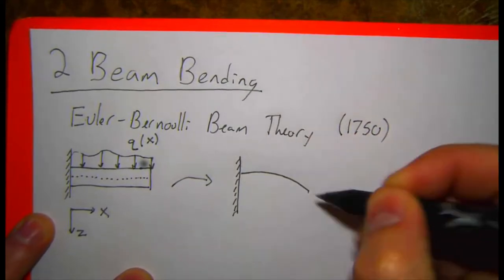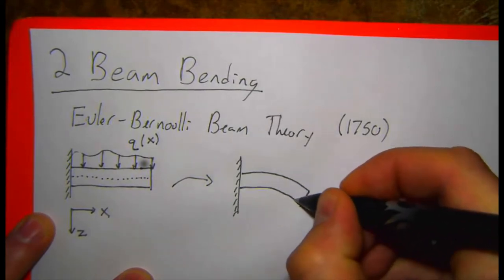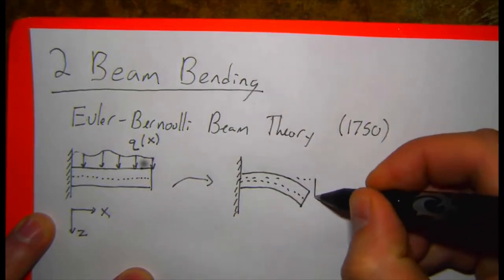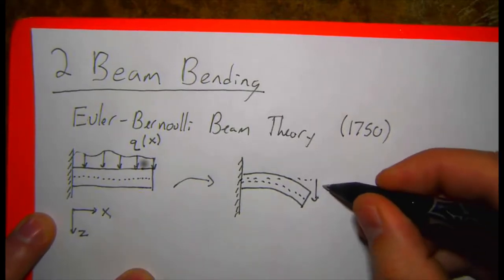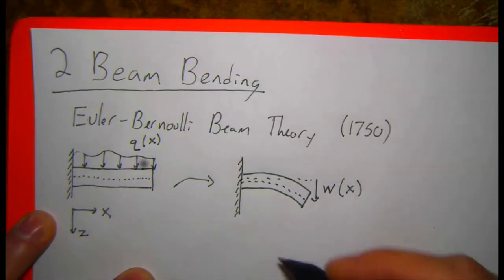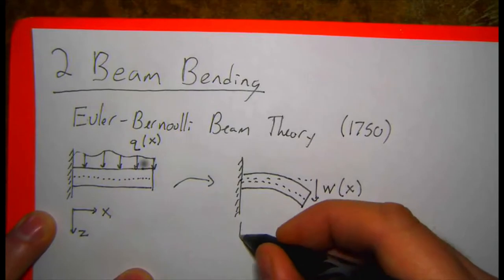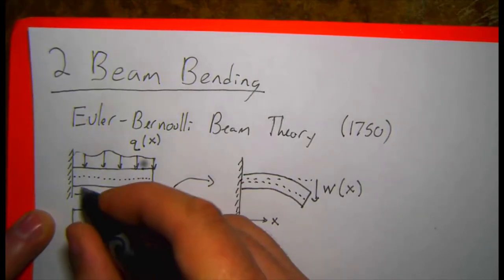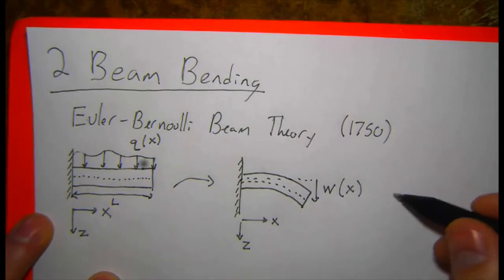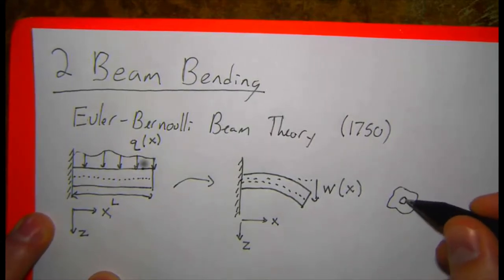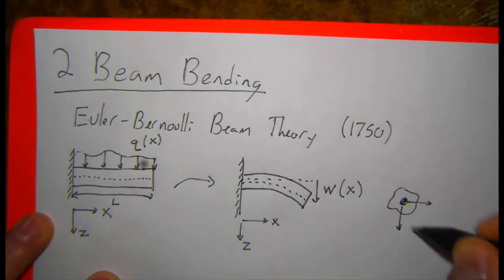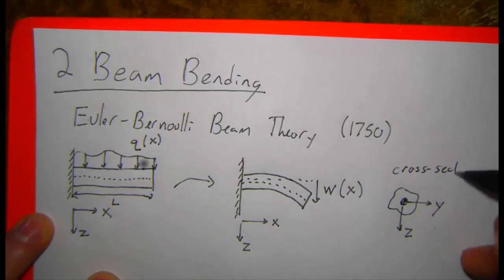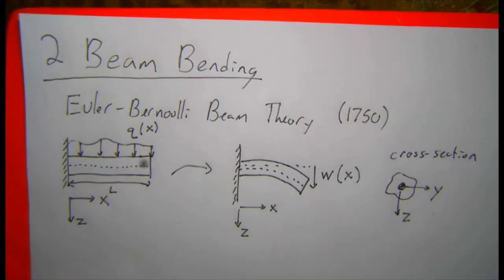So it's going to deflect downward some amount. And I want to know, relative to my initial position, what is my deflection W of X as a function along the beam length? X, Z. I'm going to give this beam an initial length L here, and I'm going to say this is for some arbitrary cross-section beam. This is now my Z, this is Y, and this is some cross-section. Cool.